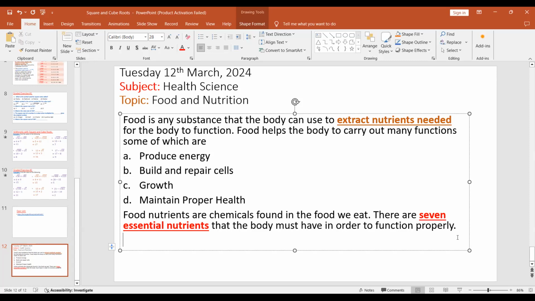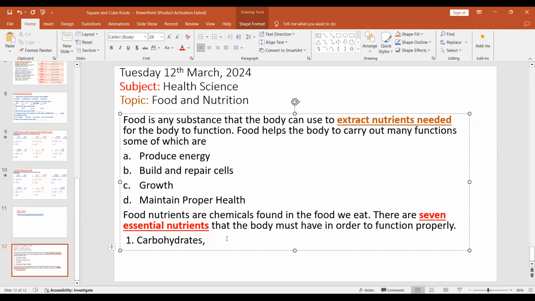Calcium is a type of mineral. So the 7 are: 1. Carbohydrates. Where could we find carbohydrates? And what type of food? In grains. Not greens. Dairy? No. Sugar. Sugar, yes. What else? Starches. Starches, yes.